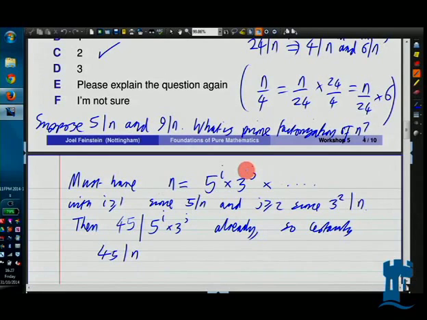So the idea is you think, what's the prime factorization of n look like? What power of 3 is going to go into it? What power of 5 is going to go into it? And we've got at least 5 to the 1, we've got at least 3 to the 2. One of the things you do is you start looking at what's the highest power of each prime that goes into your integer, and you start working with that. So that's how you get 45 divides n whenever 5 divides n and 9 divides n.